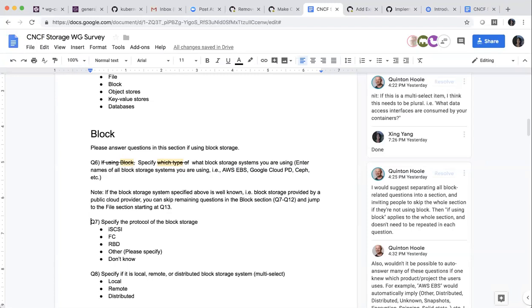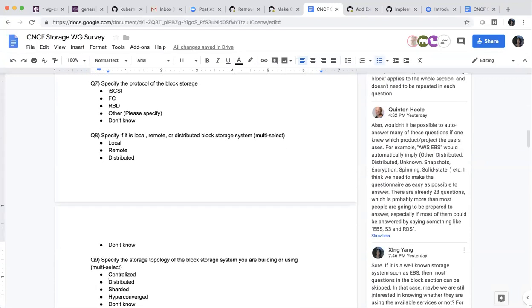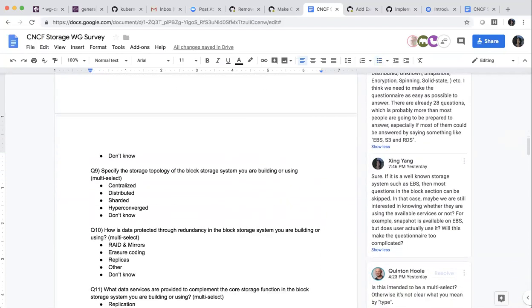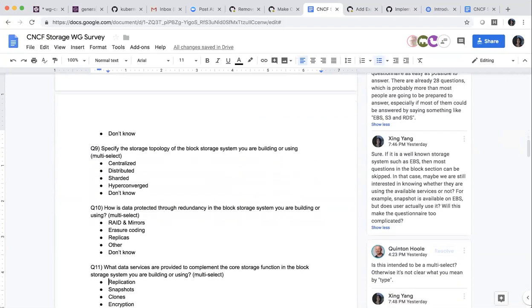Let's leave them in for now. Quentin's saying there are too many questions, since those questions are repeated for block and file. We can go through this and talk at the end. I think question 8 and question 9 are question marks in my mind. Whatever products they say they're using, we will probably understand the answers to those questions. So they can skip all of those if we already know the correct name.